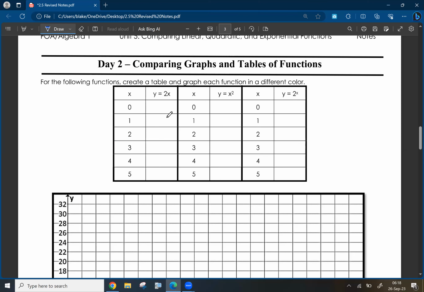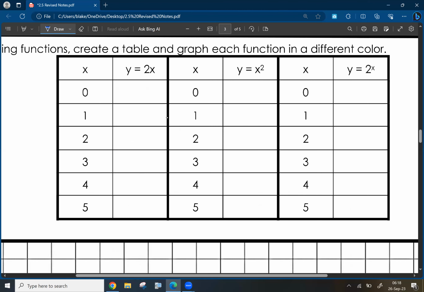We have the first one. Let's zoom in a little bit. First one would be 2 times 0, which would be 0. Then we have 2 times 1, which is 2. 2 times 2, which is 4, and so on, right? 2 times 3, which is 6.